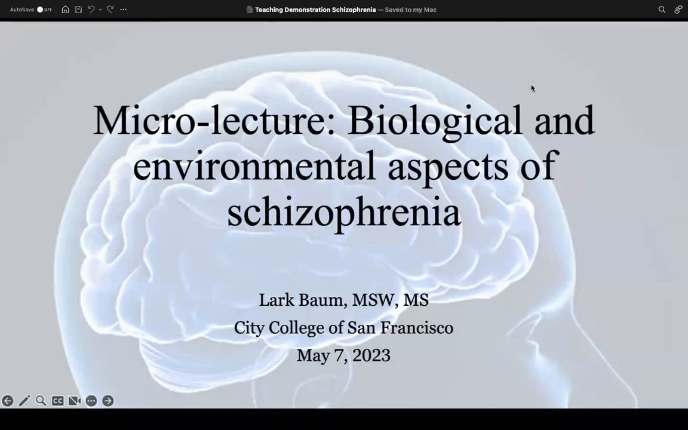Right. So the reason why we're talking about schizophrenia today instead of some other mental illness is because this is a really good model for the interaction between biological and environmental aspects of schizophrenia.